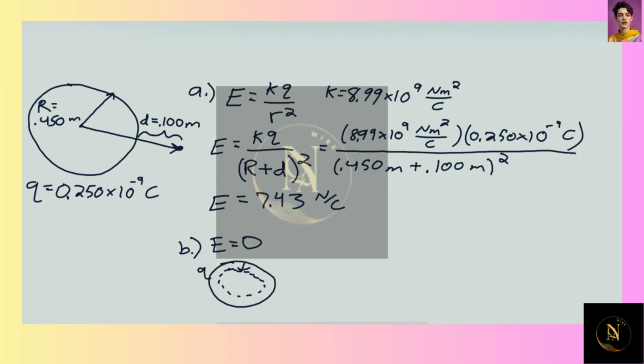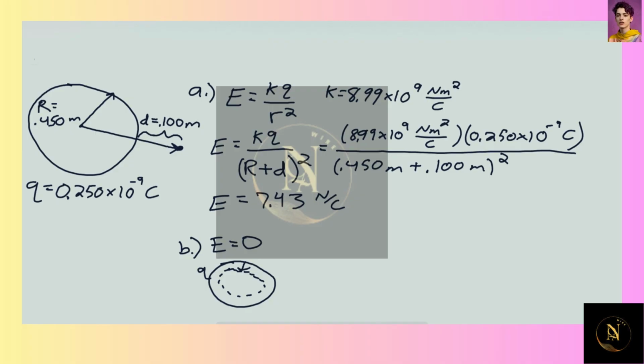So the constant k, plug that in. Then plug in the charge of the sphere. Then plug in the numbers we're given for the radius of the sphere and the distance away from the sphere. Then we just enter this into the calculator, and we get that the electric field at the point we're interested in is 7.43 newtons per coulomb. And that is part A of the problem.